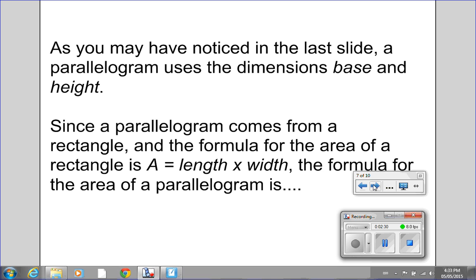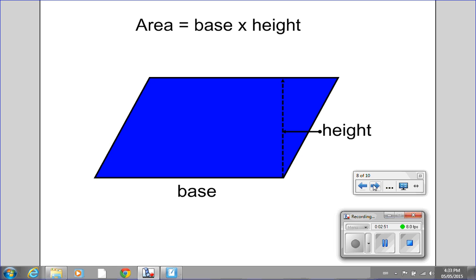As you may have noticed in the last slide, the parallelogram uses the dimensions base and height. Since a parallelogram comes from a rectangle, and the formula for the area of a rectangle is area equals length times width, the formula for the area of a parallelogram is base times height. Simple as that.